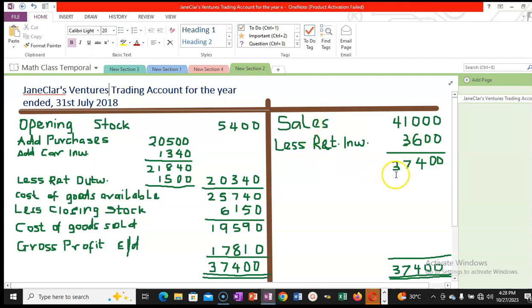Now, if our total sales is at 7,400, that is selling price, and the cost price is 19,590, it means we'll have a profit. Because if selling price is greater than cost price, there's a profit. But if it goes the other way around, there's a net loss. So since there's a profit, the profit will be on the side of selling price. Cost price. So we say gross profit carried down. That is 7,400 minus 19,590, which is going to give you 17,810 naira. Add everything together. You balance your account. You have prepared the trading account.